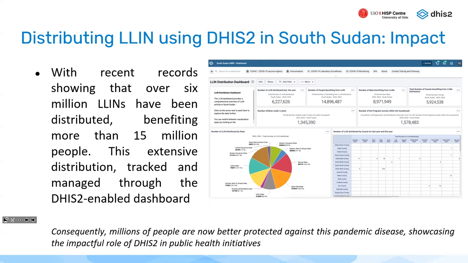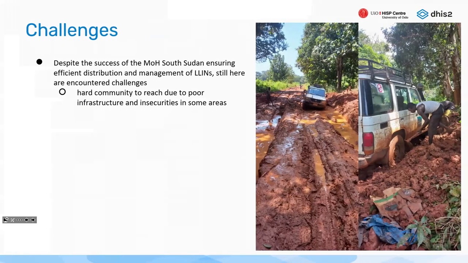So this dashboard is currently live in the DHIS2. If you have user credentials, you will be able to see all these things. And you can see this is where we were, and it was very difficult to reach the countryside. The distribution was happening during the rainy season. It was really a big thing.